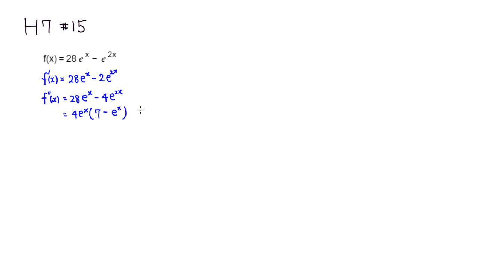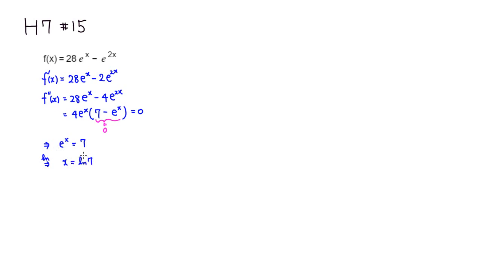So let's set this equal to 0. 4 is never 0, and e to the x is never 0. The only way we can get a 0 is if this factor is equal to 0. Which means e to the x must be equal to 7. Then we can take the natural log of both sides, and you can see that x is equal to natural log of 7.